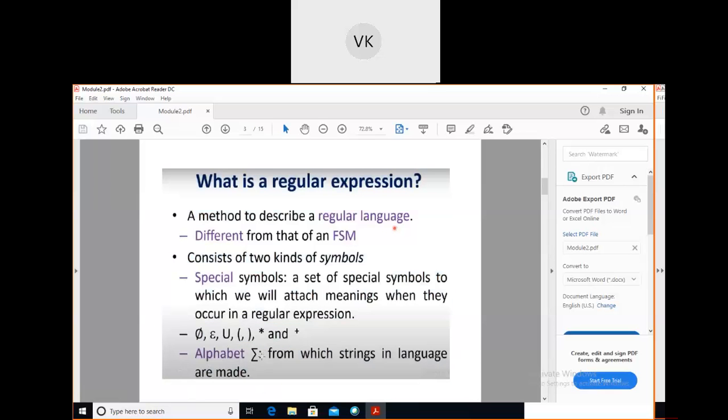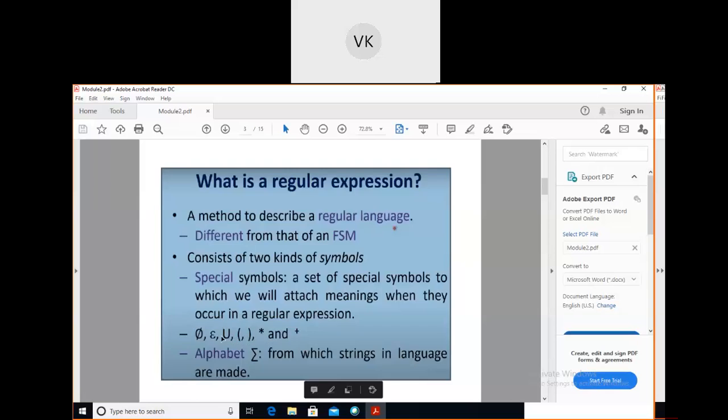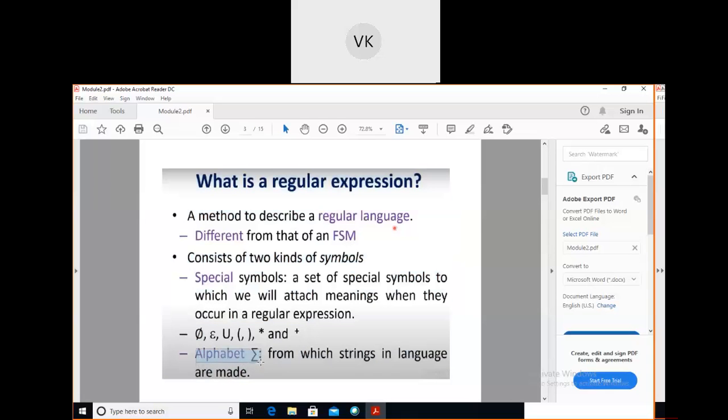Next one is the alphabet, that is summation. These are some of the special symbols. After that we are going to use the alphabet. Alphabet means the set of input symbols from which strings are formed, no? Yes, the sum of the input values.